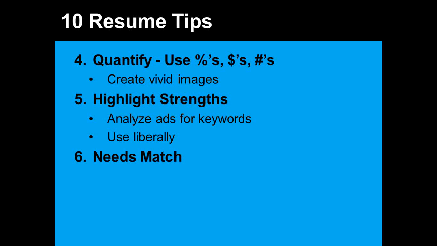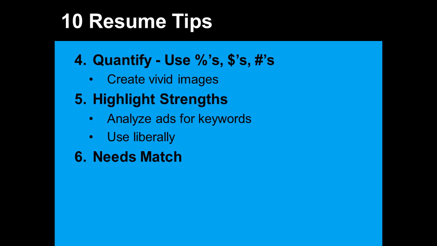Another one is quantify, and this is where you try to create images of what you're actually doing or the impact that you're having. A lot of people just describe, I'm responsible for this, and that doesn't really show the impact that you're making. When you talk about quantifying, whether you're putting dollar numbers in terms of revenue, or if you deal with enrollment or selling parts or percentages, that's really important. As the reader is looking at it, it's going to create vivid images for them.